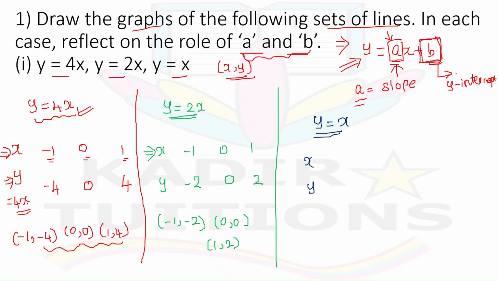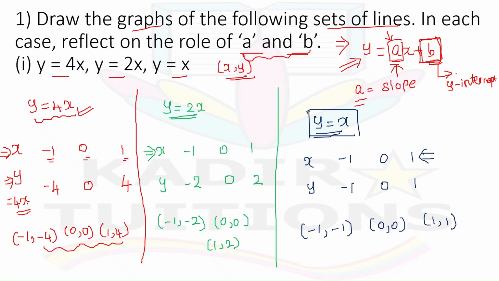So x and y. I'm taking the same -1, 0, 1. You can take any value, it's your wish. For my easy comfortability for drawing the graph, I have taken -1, 0, 1. We can take any value on x, and according to x, the y value is going to change. So over here, it's going to be -1, 0, 1 for y, because our equation states that x and y values are equal. So for this third line, we will be getting the coordinates -1 comma -1, 0 comma 0 and 1 comma 1.